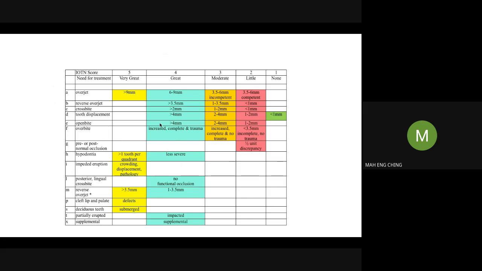Then we have this overbite, which is about 1 to 2, then 2E, then 2 to 4, then 3E, then more than 4, 4E.